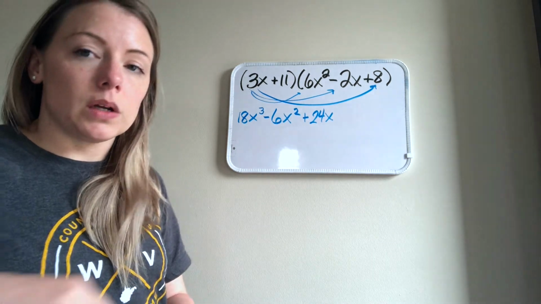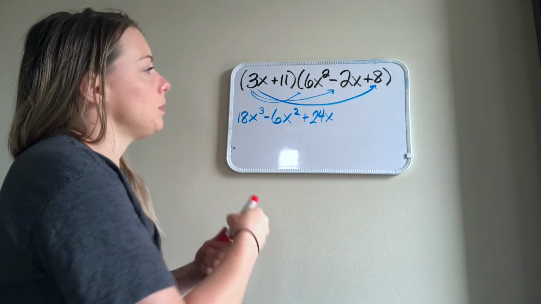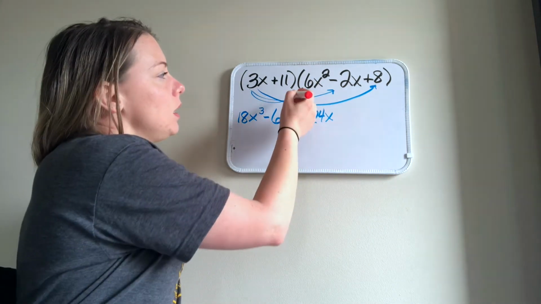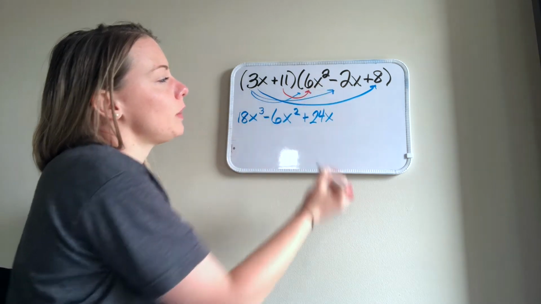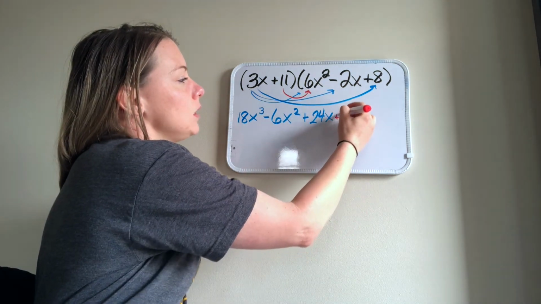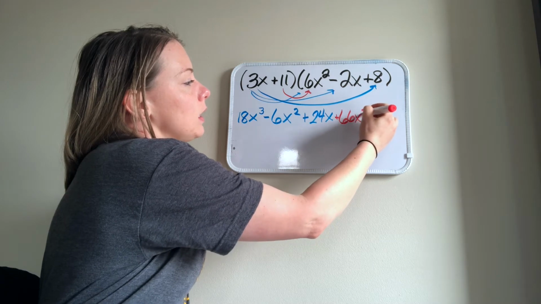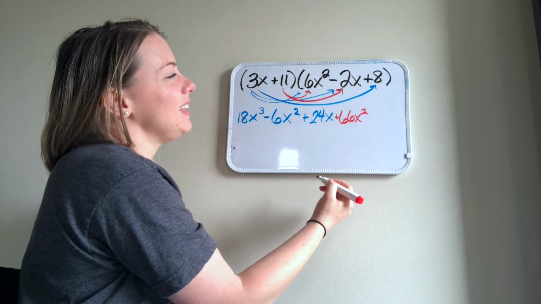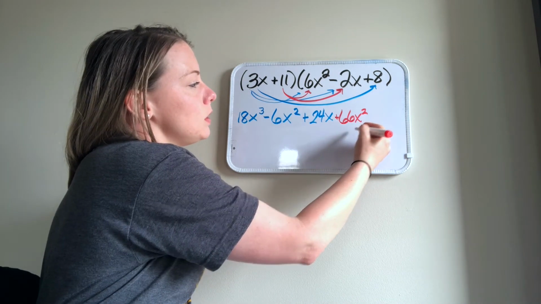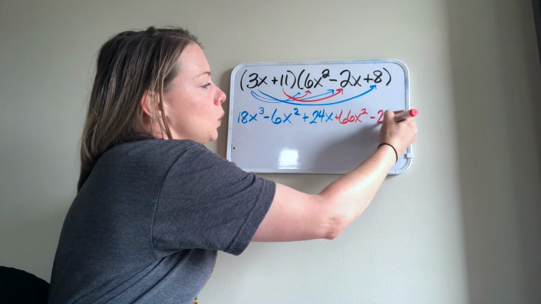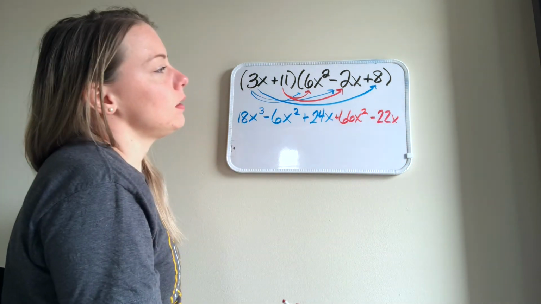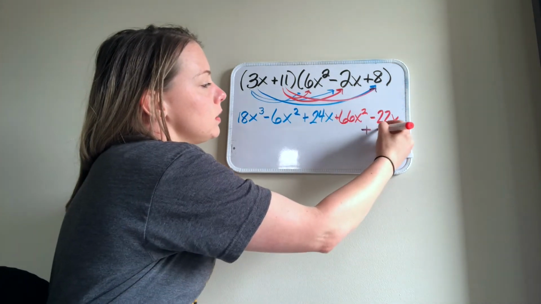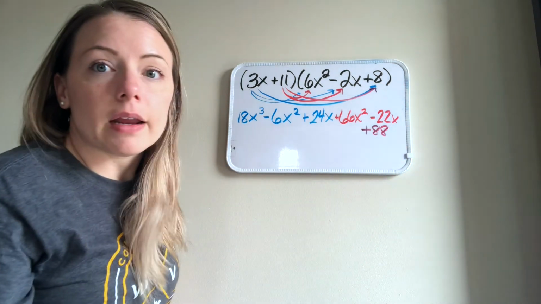Now, step 2 says we're going to do the same thing, but with that second term. So I know this is going to look all crazy, but that's why I'm using those different colors. So I have 11 multiplied by 6x squared, so I actually get 66x squared. Then I have 11 multiplied by the negative 2x, which produces the negative 22x. And lastly, I have 11 multiplied by 8, which produces 88, which I ran out of room, so we'll work with what we have.